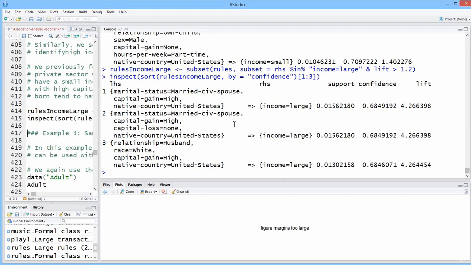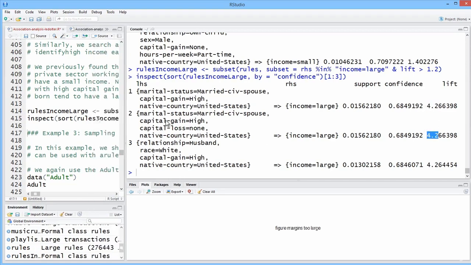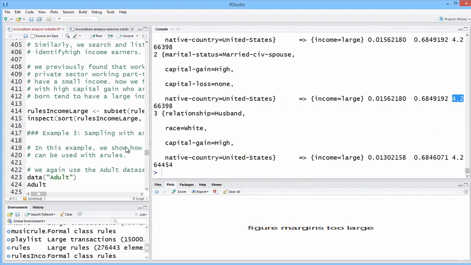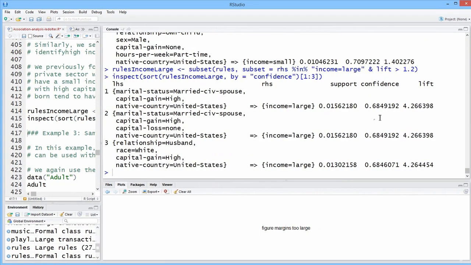And so here we see with the high income, and note the lift here is much higher. I think we said lift greater than 1.2, just like we did last time. Yep. But we're finding these are the top rules. We're finding much greater lift, and these are the large income, and we see that they all have high capital gains.